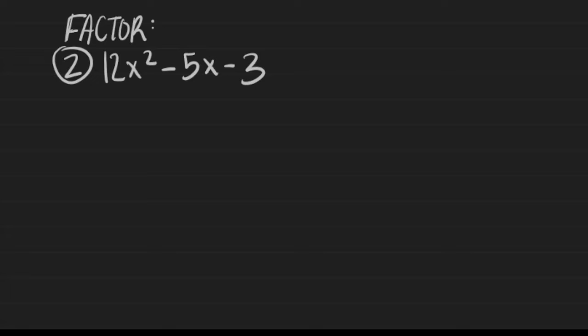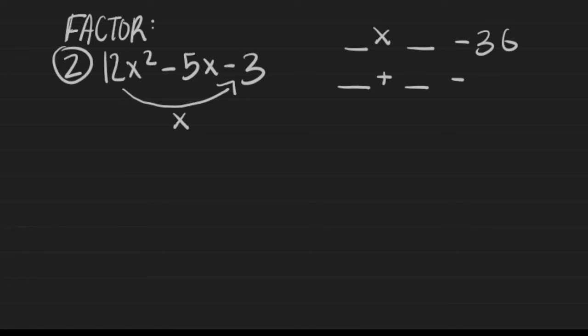Alright, so the second example we'll be going over is 12x squared minus 5x minus 3. We know that this is a complex trinomial because the a constant right here is greater than 1. To factor a complex trinomial, it's similar to a simple trinomial, it just requires a bit more steps. For a complex trinomial, you have to multiply these two terms right here, which gives us negative 36. So again, you need two terms that multiply to negative 36 that also add up to negative 5.